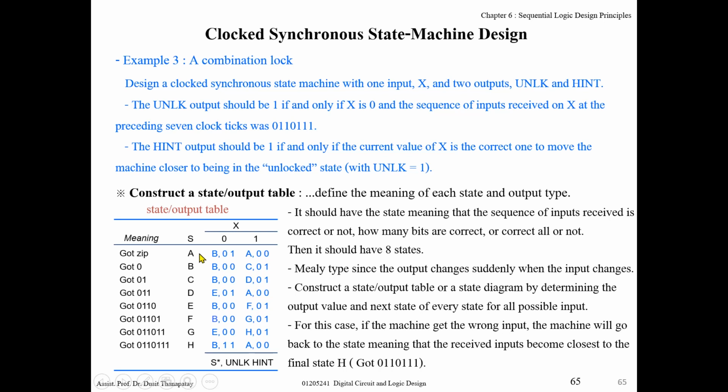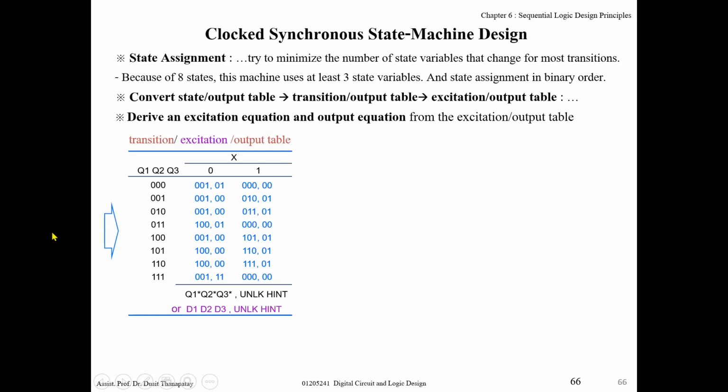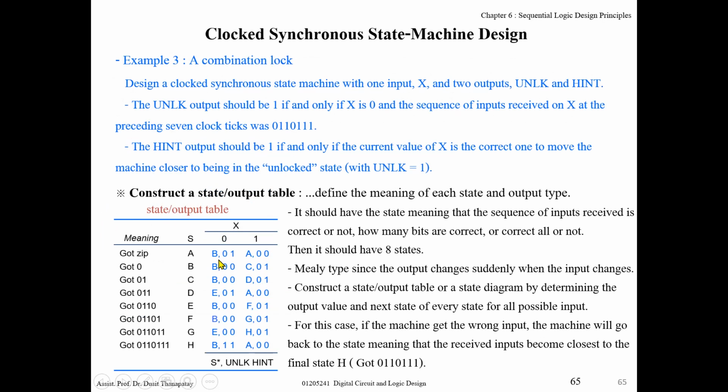Okay, when you complete this state output table, the next step you must do what? Yes, state assignment, to assign binary code for these 8 states. Because with 8 states you may use 3 bits of binary code to represent them. So in this case I use binary counting order for states A to H. A is 0 0 0, B is 0 0 1, C is 0 1 0, until 1 1 1.